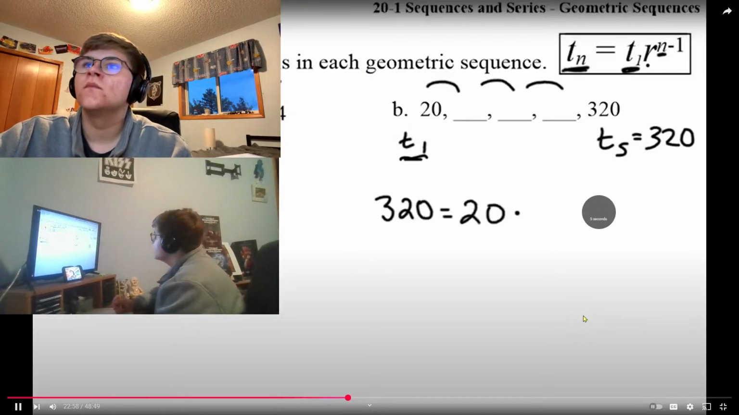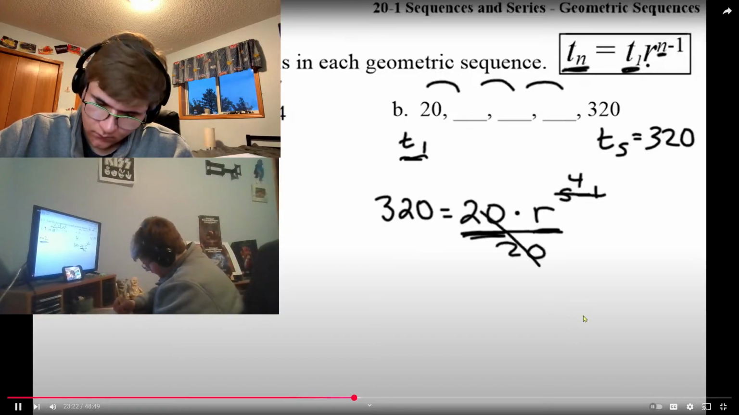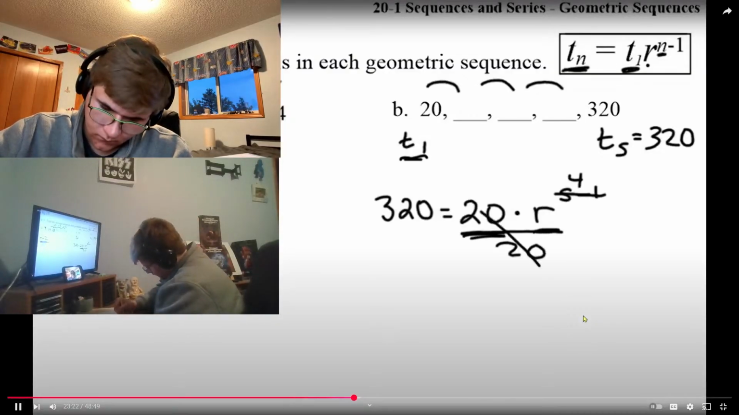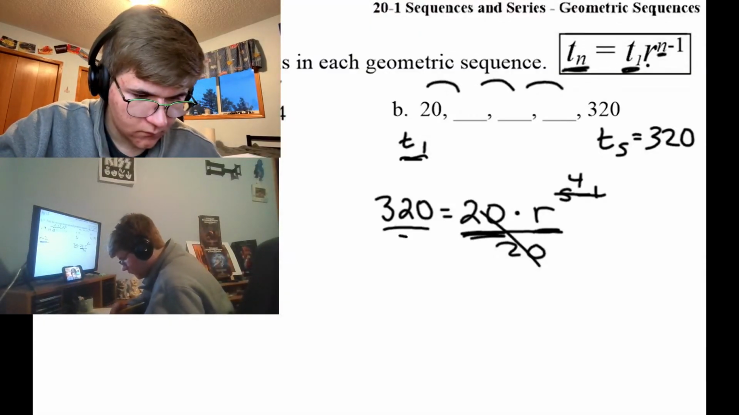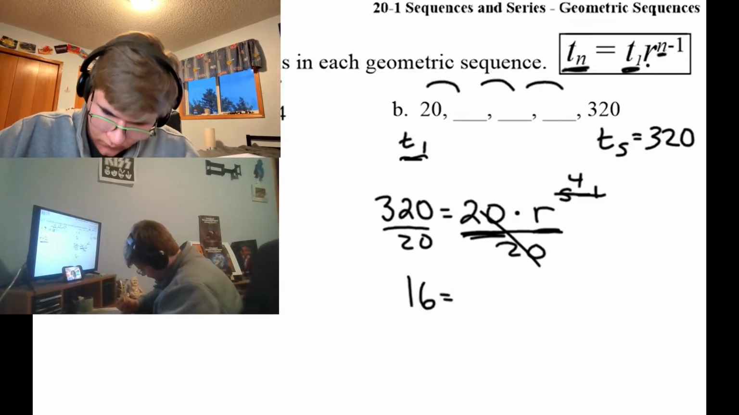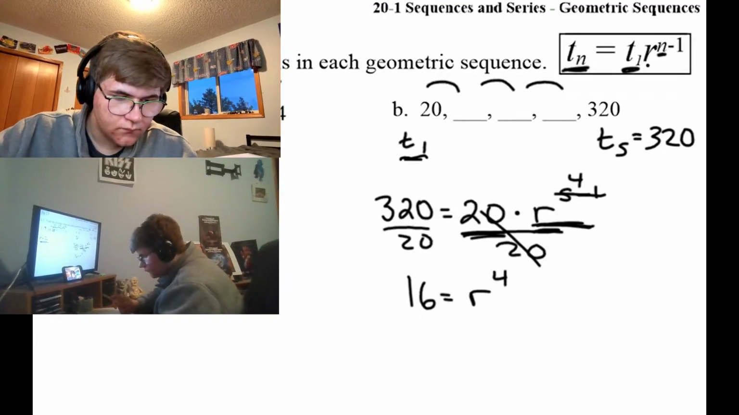Term 1, Kelvin. We know that that's a 4. R to the 4 is 20. So I'm going first, which I can do by dividing, because it's attached by multiplication. So I'm going to divide. That'll leave me with 16 equal to the R to the 4.